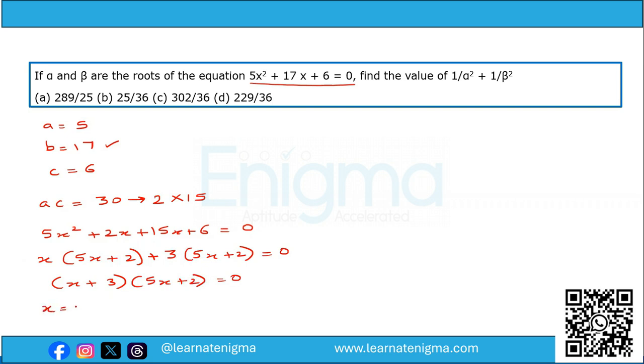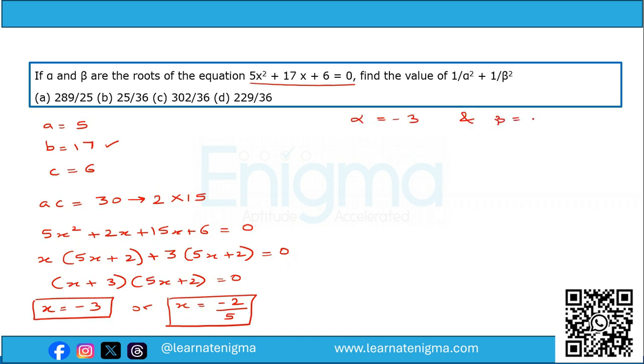So therefore x = -3 or x = -2/5. So we can say that alpha = -3 and beta = -2/5. So 1/α² will be 1/9 and 1/β² will be 25/4.